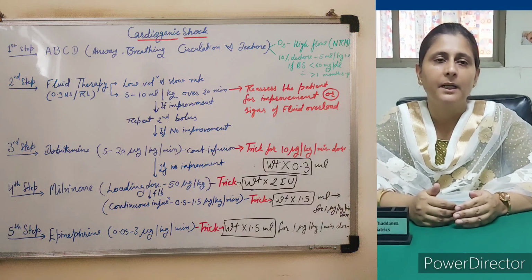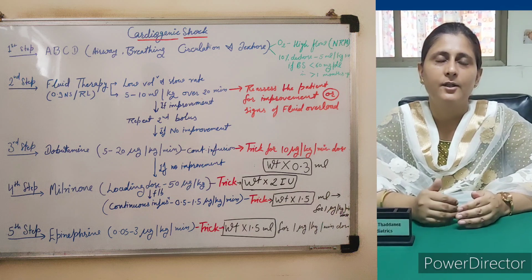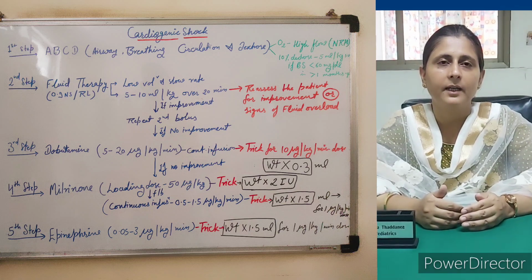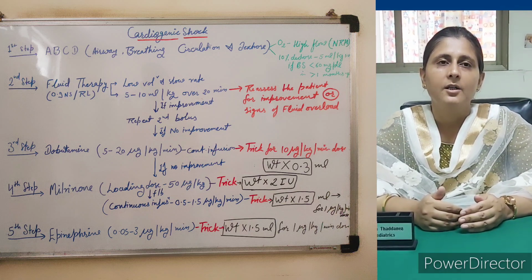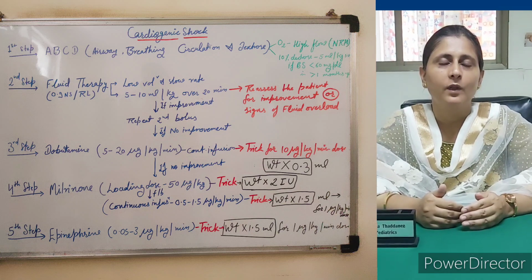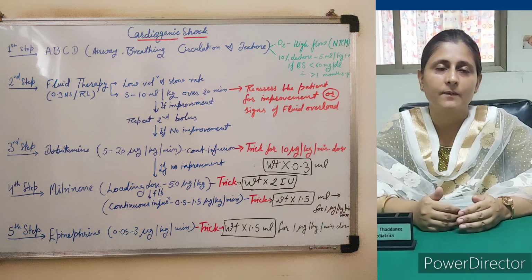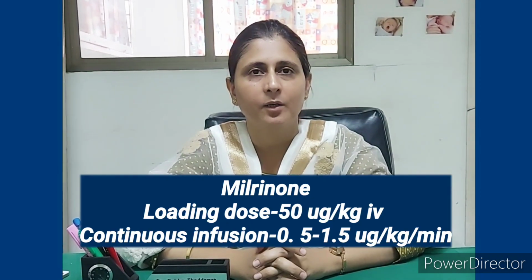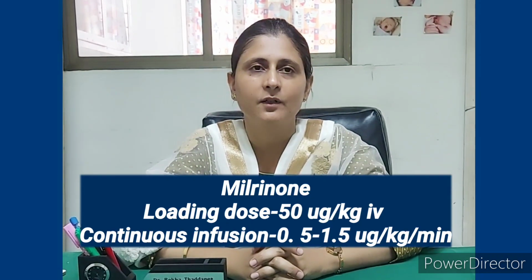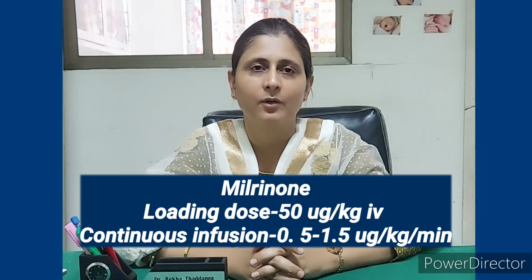If the patient is not responding to the maximum dose of dobutamine, then we can start milrinone. The main action of milrinone is on cardiac contractility. It is also a vasodilator, so it is also helpful for diastolic relaxation. The loading dose of milrinone is 50 microgram per kilogram. Then we have to start a continuous infusion of 0.5 to 1.5 microgram per kilogram per minute.